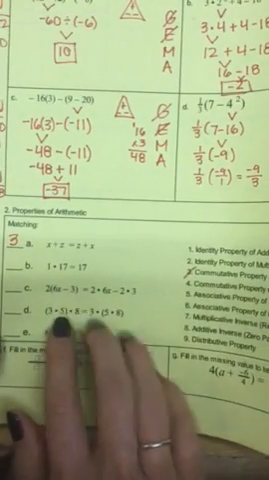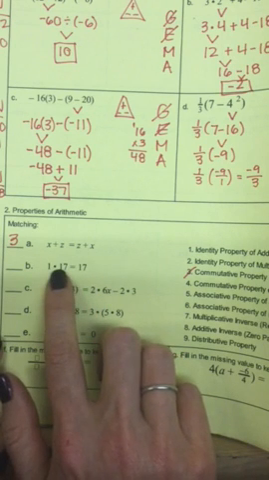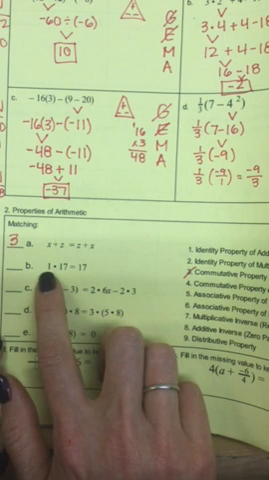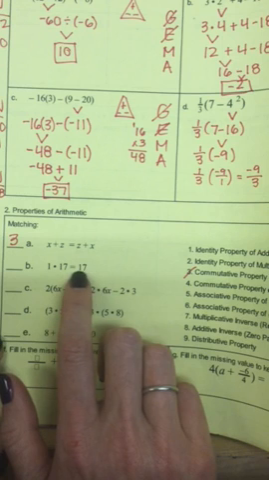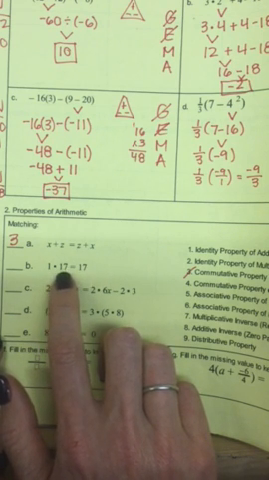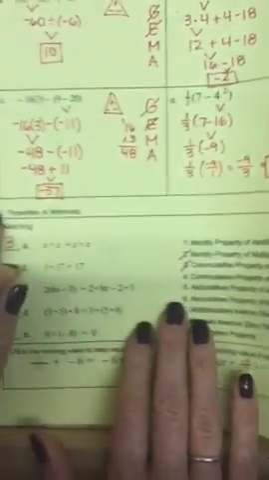Okay, let's look at B. 1 times 17 equals 17. Well, this is multiplication, so we already know we can ignore all our addition options. And this is our identity property because 17 doesn't change. It's still 17. 1 times anything does not change the number. So that's our identity property of multiplication. That is our option 2.